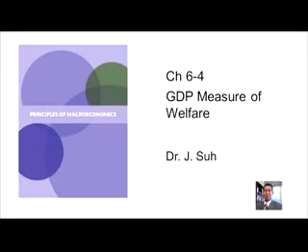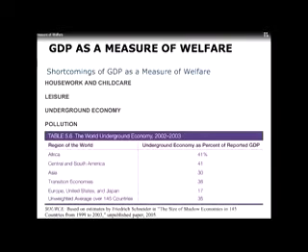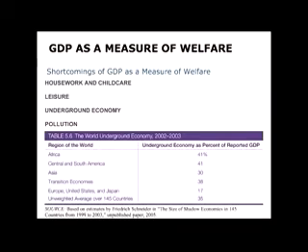Now, we've talked about GDP as a good measure of how much is being produced in an economy, but we haven't really talked about whether GDP is a measure of welfare. Now again, it measures how much is being produced. And generally when we see increases in GDP, we're talking about increases in standards of living, and people are thought to be better off. But there are many shortcomings of GDP as a measure of welfare.